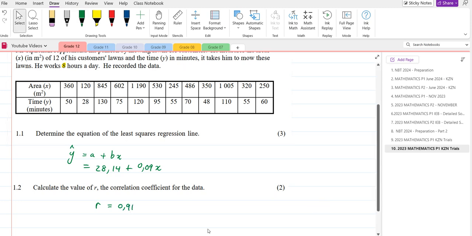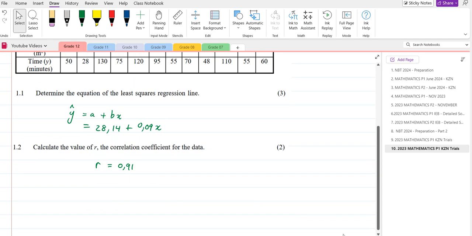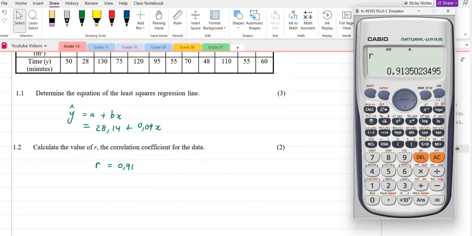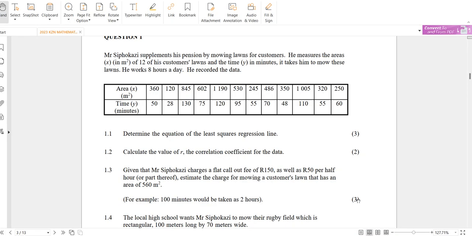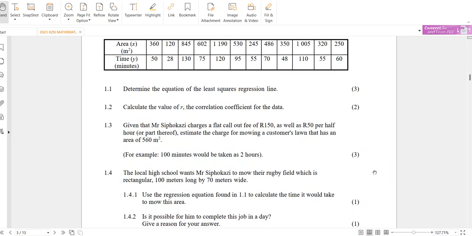Right, you can just write down the final answer. No need to use big formulas. There is a manual method of working it out using the formula. It's there in the formula sheet. Question 1.3.